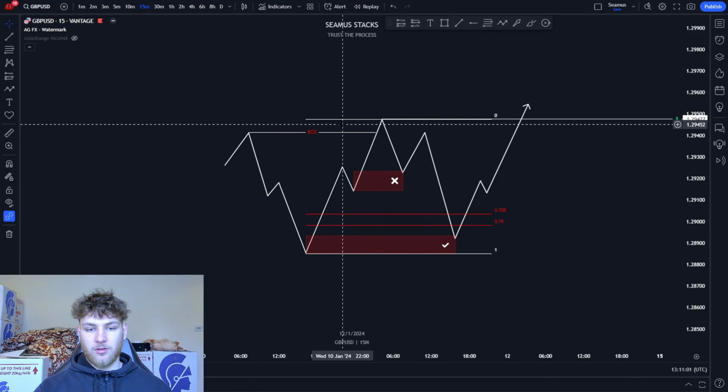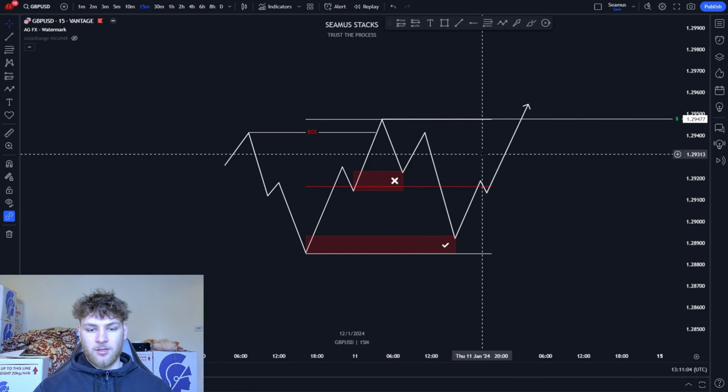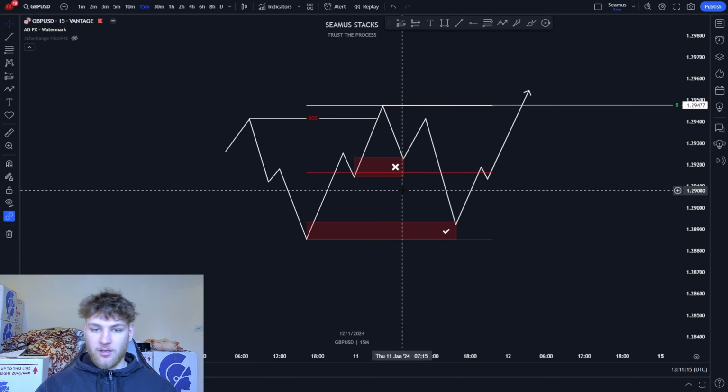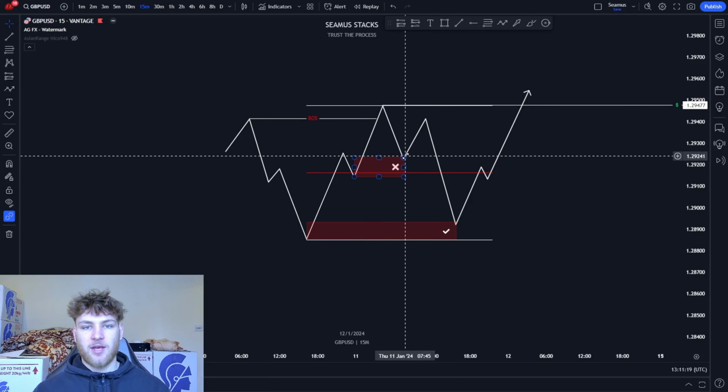This is far, let me just change this to equilibrium actually. So this is our middle point, this is the 50%. And we can see that this zone is just above discount. So the zone is actually in premium, which means it's expensive because we've drawn it from the swing low to the swing high. So institutions and banks aren't going to want to buy at that area.